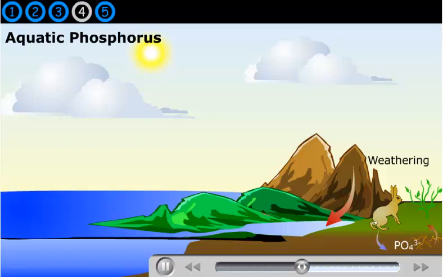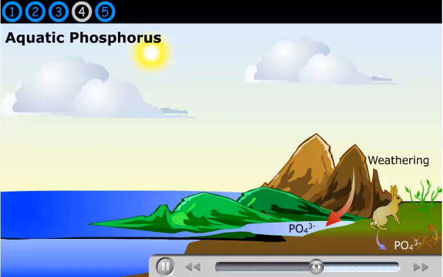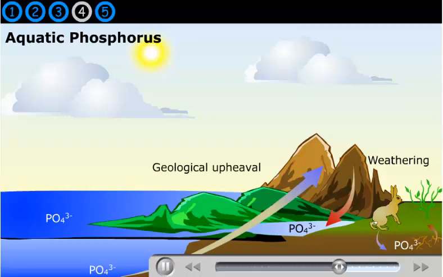Phosphates are also added to soil and water through the weathering of rocks. Phosphates generally bind to soil particles and cycle locally. But some phosphates are carried away by groundwater and runoff and are eventually deposited in lakes, rivers, and oceans. Phosphates in the ocean settle to the ocean floor and become sediment. For the phosphates to return to the cycle, a geological upheaval must bring the sediment to the surface.